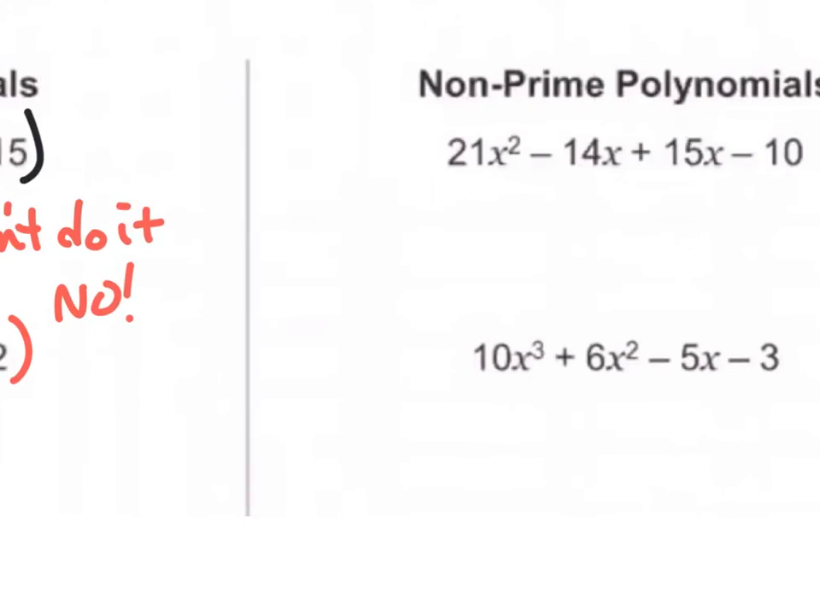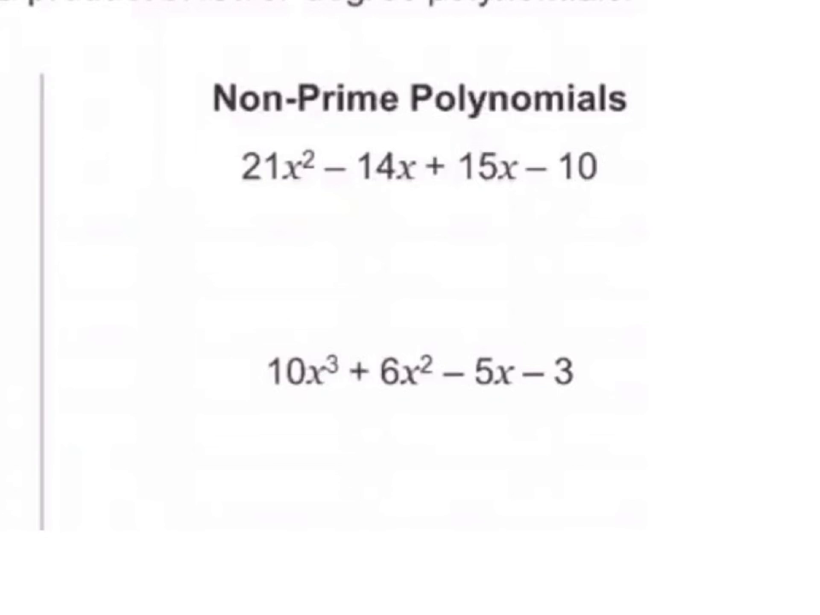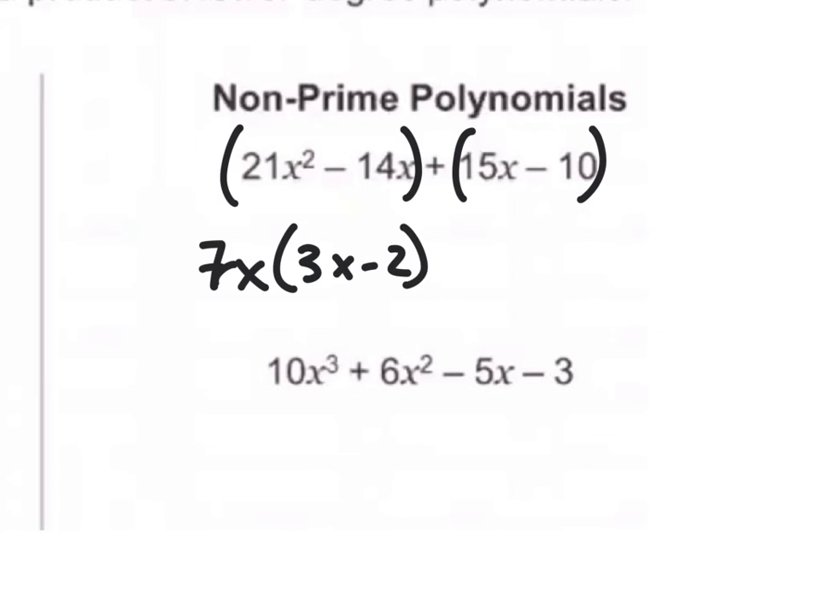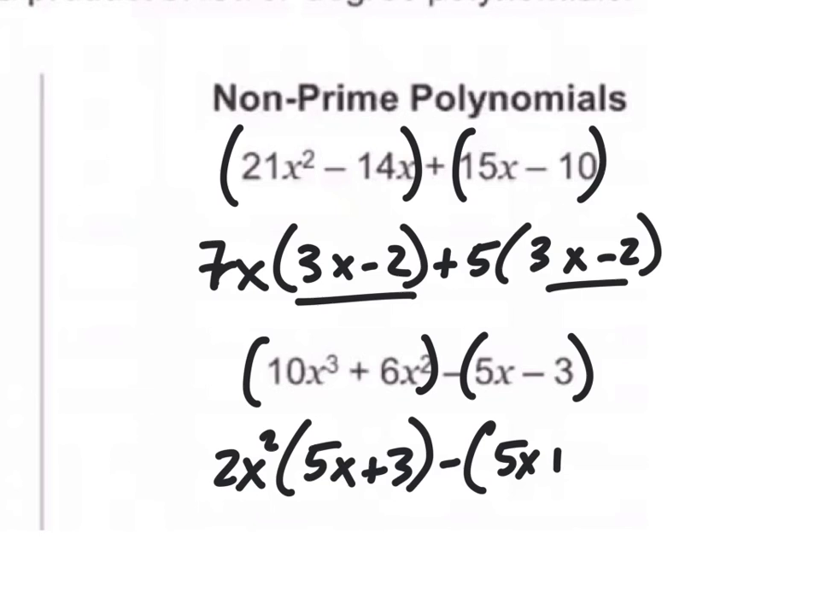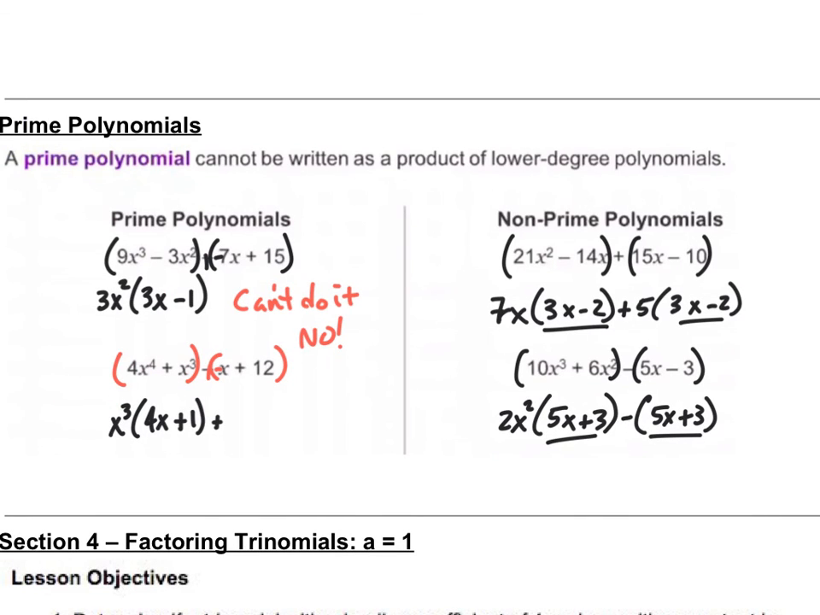But if we do have a non-prime polynomial, that means that we can factor something out. So if I group this together, here I can factor out a 7x, and that leaves me with 3x minus 2. And here if I factor out a positive 5, that leaves me with 3x minus 2, and we get the same thing, and we can factor that out. Same thing down here: I can factor out a 2x squared, and that leaves me with 5x plus 3. Here I can factor out a negative, and that leaves me with 5x plus 3, and you can factor these out as well. So that's the difference. Some of these you can do, some of them you can't. That's all I've got for this one.